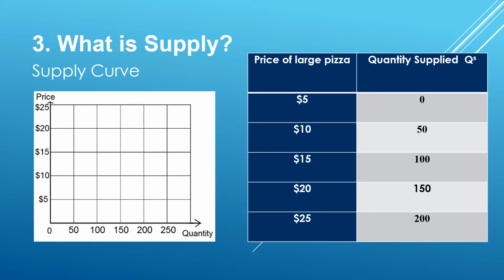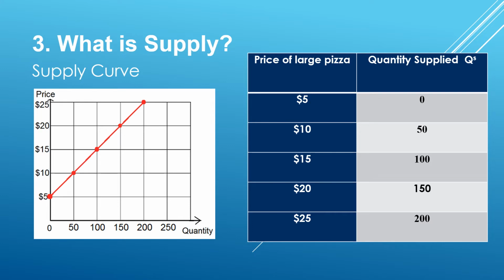Now let's use the supply schedule, this table, to draw a supply curve. Can you do it? Yeah. So see, $5. Quantity supply is 0. This means the point is over here. Okay. Just do all of the points and then connect the points to see what a supply curve looks like. Okay. So pause the video and then after you finish, then you continue to the next slide.